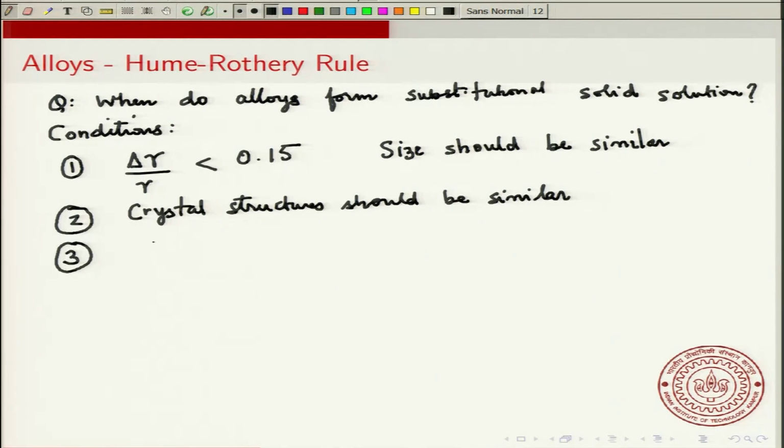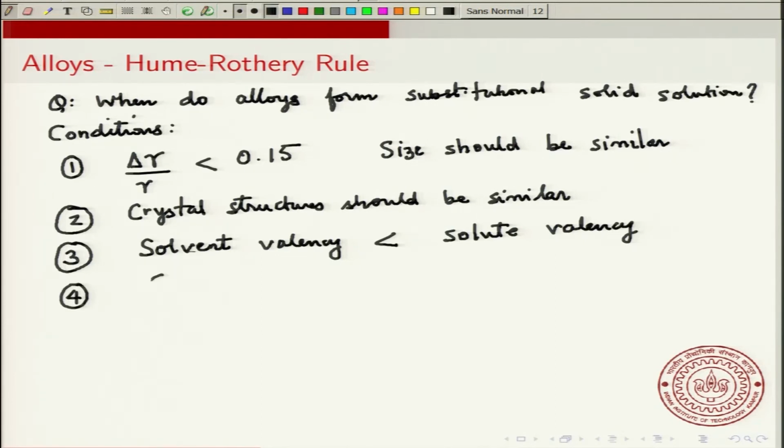Then the solvent, which is the one that is present in greater amount, the solvent valency should be less than the solute valency. So in the case of copper zinc, if copper is the solvent, and copper is usually taken as +1 and zinc is taken as +2, so copper valency is less than the solute valency, which is the zinc valency. And the fourth one is they should have similar electronegativities.